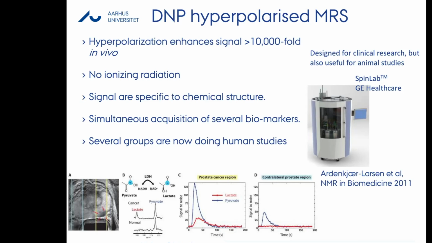That means that we can actually acquire more than one biomarker at a time, and this is something that is currently also being investigated at UCSF, where they're injecting both copolarization of urea and pyruvate. So a lot of opportunities to combine and make even more advanced biomarkers. And several groups are doing human studies. And this was the pioneering work by Sarah Nelson et al. from the UCSF group in 2013, showing a prostate cancer patient here.